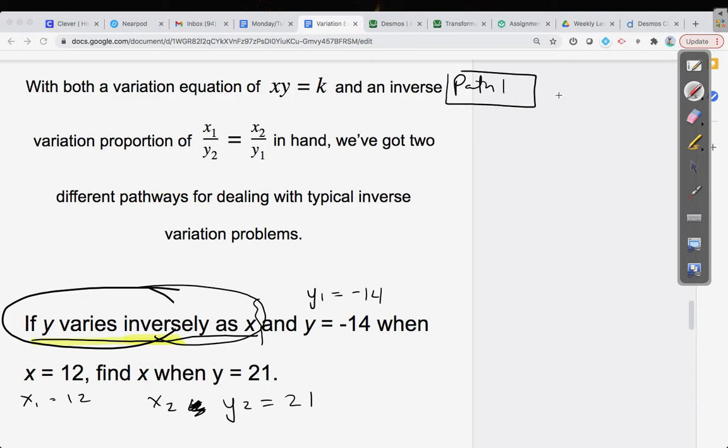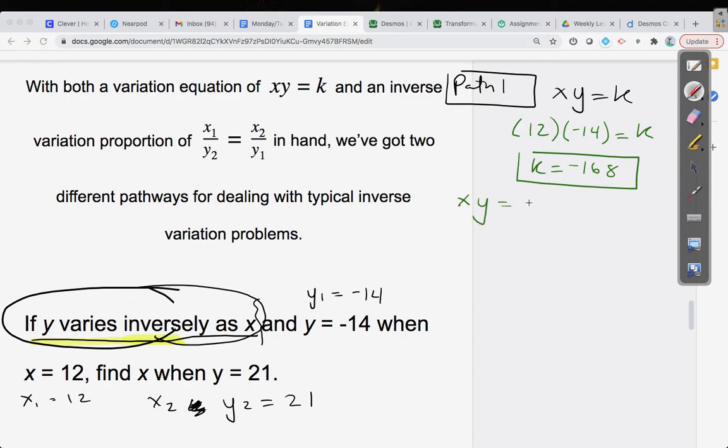Let's solve it using path 1, which is you're going to find the constant of proportionality and use that to solve. So what do we have here? X sub 1 is 12, y sub 1 is negative 14. And if I multiply those two, that should give me the constant of proportionality. And I think that's negative 168. Now that's not the answer I'm looking for, that's just the constant of proportionality. So now I know that for any x and y, when I multiply them, I should get negative 168.